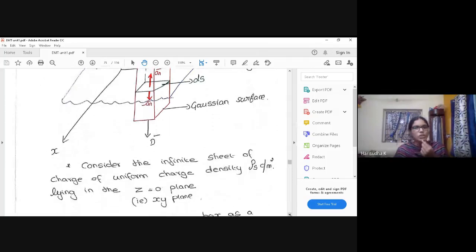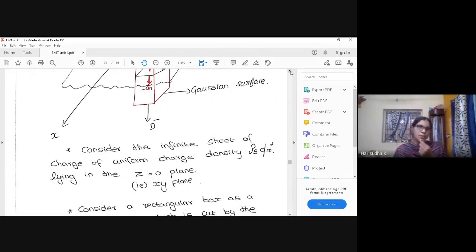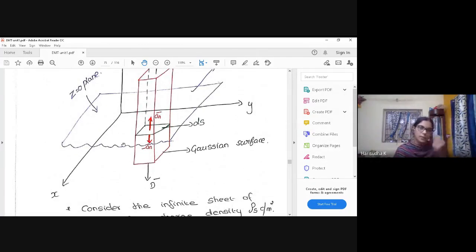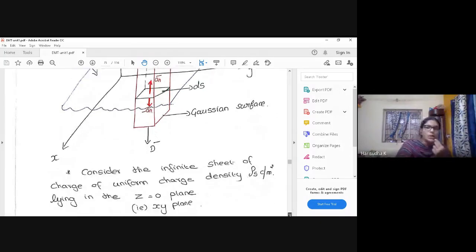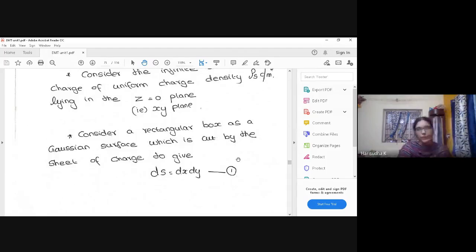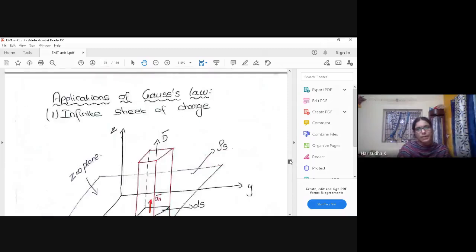Consider an infinite sheet of charge with uniform density rho s. Please follow my cursor. This is your infinite sheet of charge, having a charge density rho s, and this sheet of charge is placed in the xy plane. Therefore, it is understood that z is equal to 0. Consider a rectangular box as a Gaussian surface which is cut by the sheet of charge to give the surface area ds equal to dx into dy.